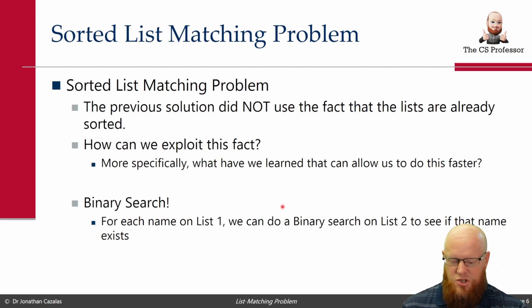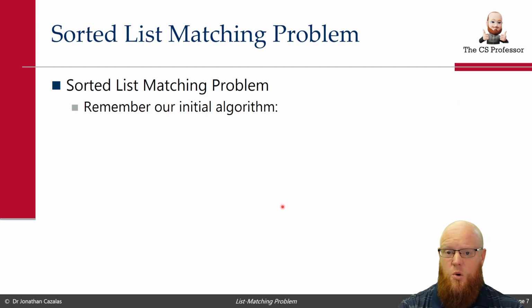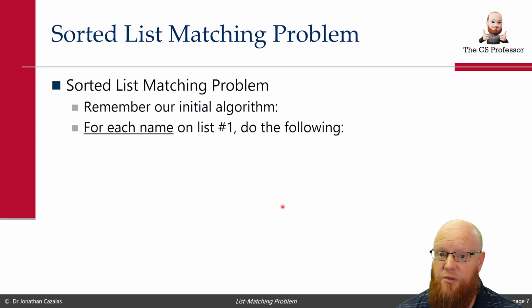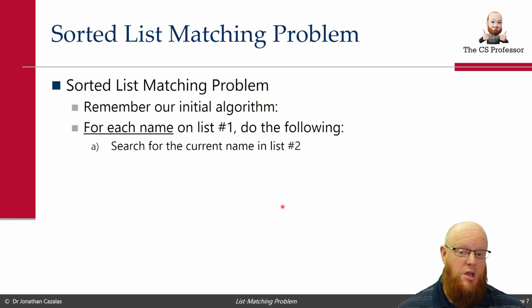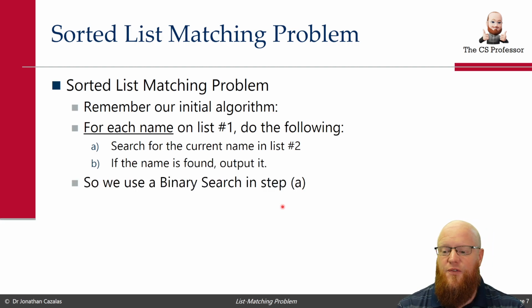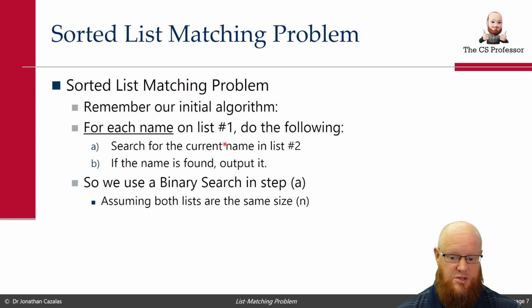So that doesn't change a whole lot. In fact, the overall algorithm is going to feel similar. Here's what we had initially. We said for every name on list 1, do the following. Search for that name inside list 2. If you find a match, print it. Well, now, for step A, when we search for the name in list 2, we're not going to do that silly linear search. We're going to use a binary search.